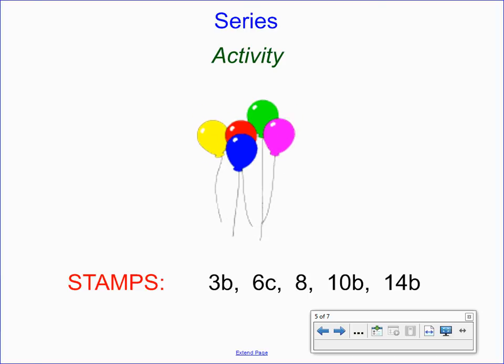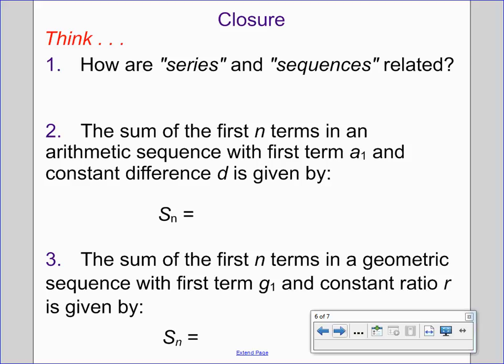Let's go ahead and take a look at our closure for the day. So we've got a big idea here. We're building on our notion of sequences now and introducing series. And so for our first closure item, I'd like you to write down how are series and sequences related. Please be ready to share your written response. For number 2 and number 3, I've asked you to generalize the formula for the nth partial sum of an arithmetic sequence first for number 2, and then a geometric sequence for number 3. And these are the big ideas that I wanted you to take away from today's activity.